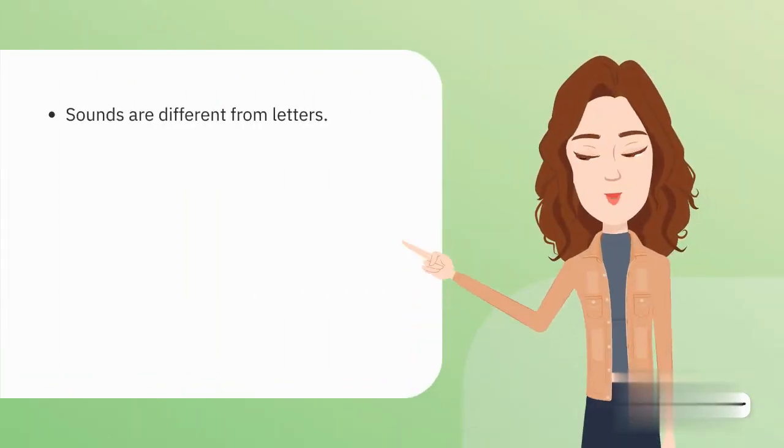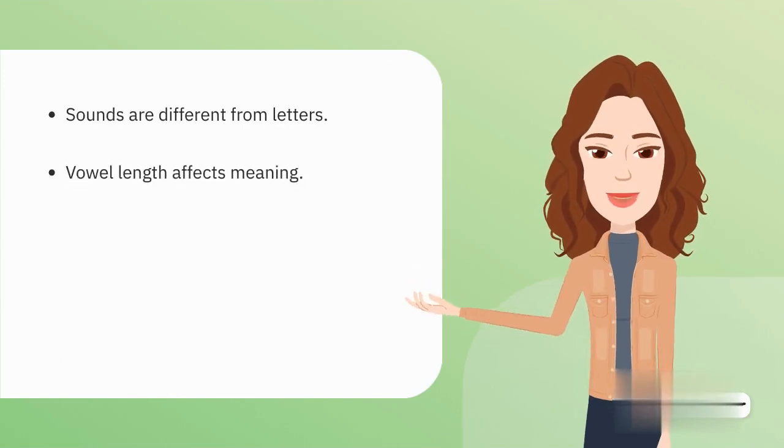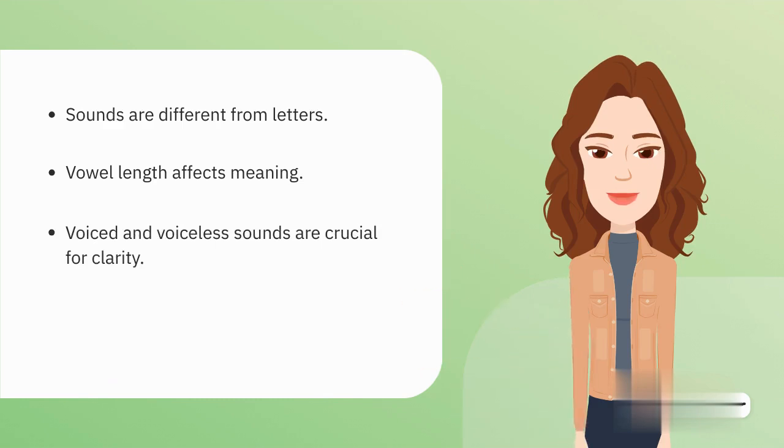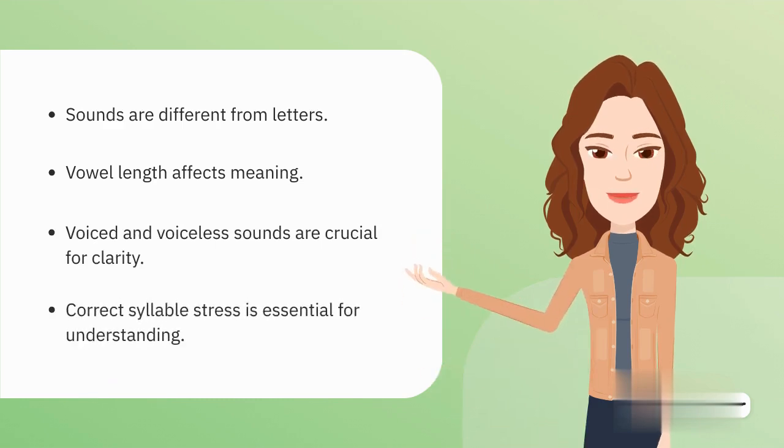Now let's recap on what you learned and what you need to remember. Sounds are different from letters. Vowel length affects meaning. Voiced and voiceless sounds are crucial for clarity. Correct syllable stress is essential for understanding.